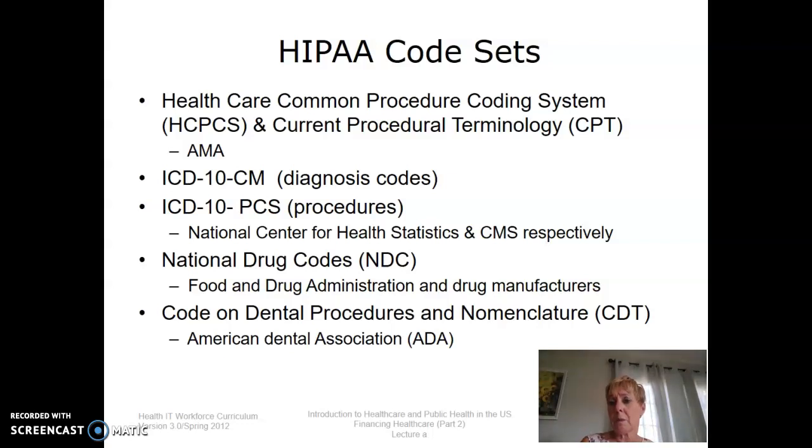So the code sets that we use, one is called HCPCS, which is the Healthcare Common Procedure Coding System, and CPT, which is Current Procedural Terminology. That code set is used for billing for physician services and physician procedures in the outpatient setting. Then you have ICD-10 diagnosis codes. That's ICD-10-CM. Those diagnosis codes are used for the condition in which the patient was seen. So you need a diagnosis code. You can never submit a claim without one.